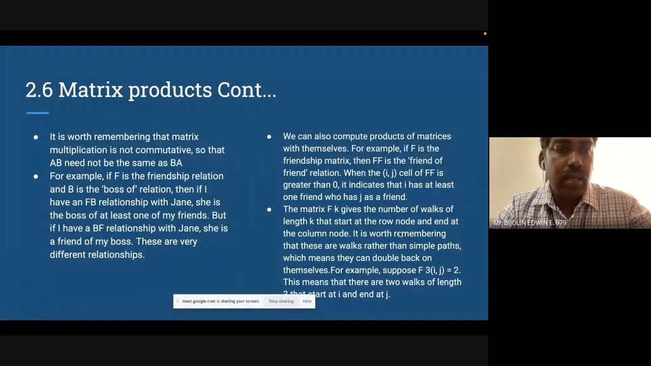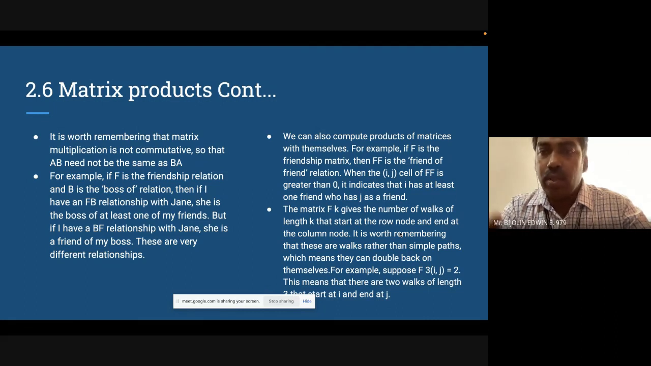So if F is a friendship relation and B is a boss-of relation, then if one has an FB relationship with Jane, she's a boss of at least one of my friends. So this is one case study. You read out the case study, and then you can also create one matrix, then you can work it out. Okay.